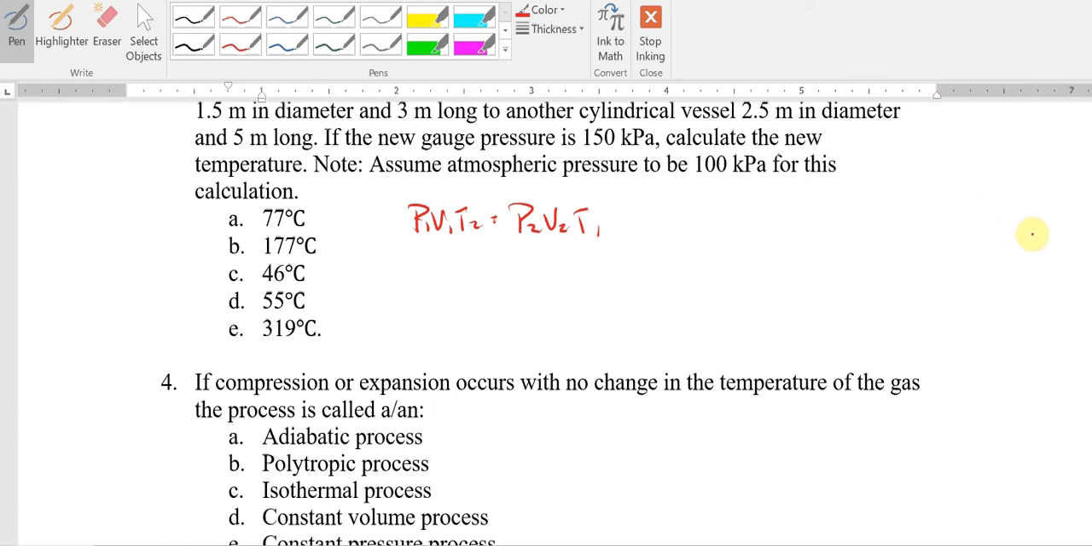New gauge pressure. So we're trying to find T2. So that means that T2 equals P2 V2 T1 over P1 V1. The volume is pi d squared over 4 times length for the two cylinders. And when you do that calculation, you should get 46 degrees C as your answer to that one.